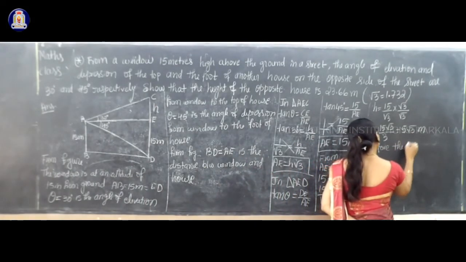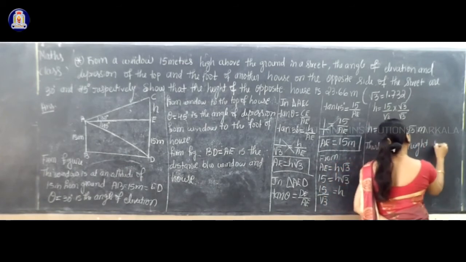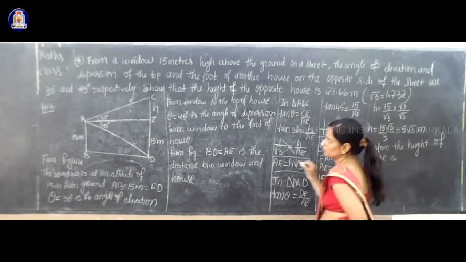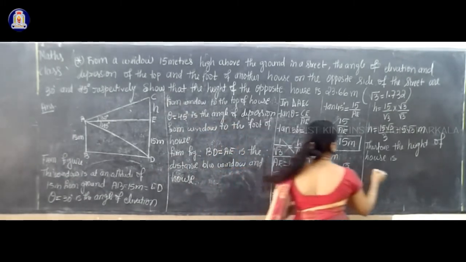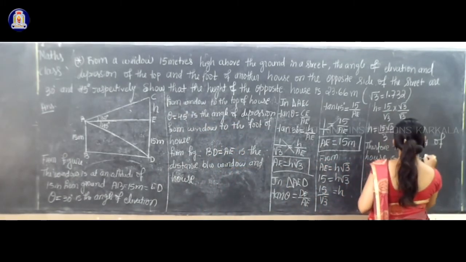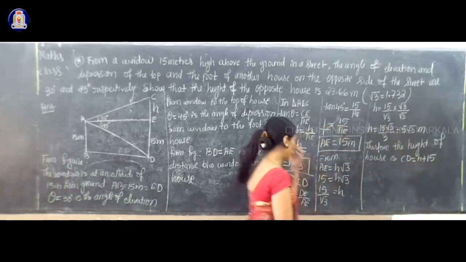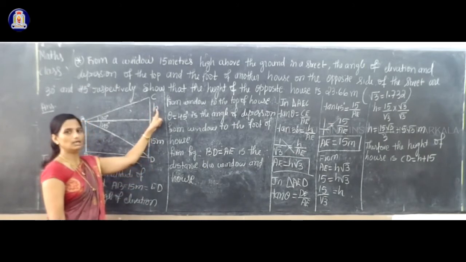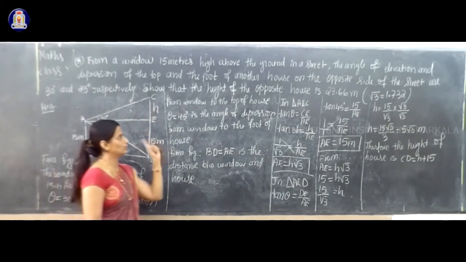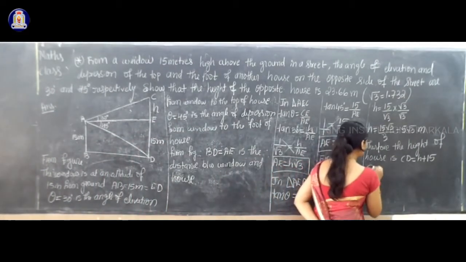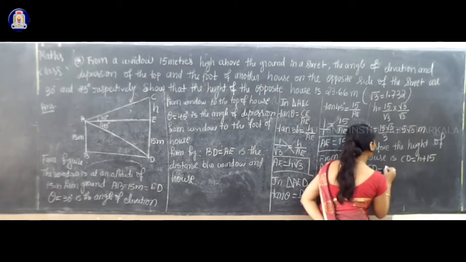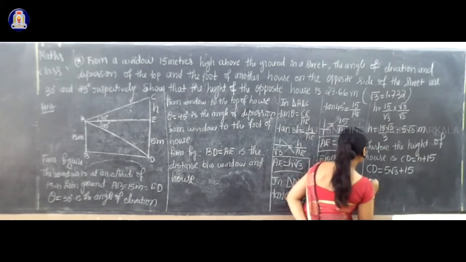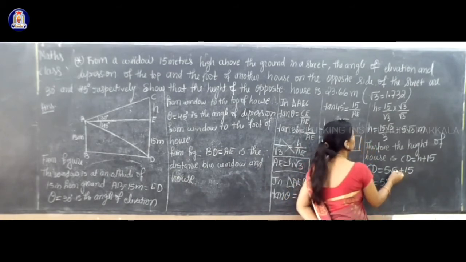Therefore, what is the height of the house? It is CD, which is equal to H plus 15. Correct? CD is CE plus ED. CE is H, ED is 15. So CD is equal to H plus 15. How much did you get for H? 5 root 3 plus 15. Do the simplification. CD is equal to 5 into root 3 is what?